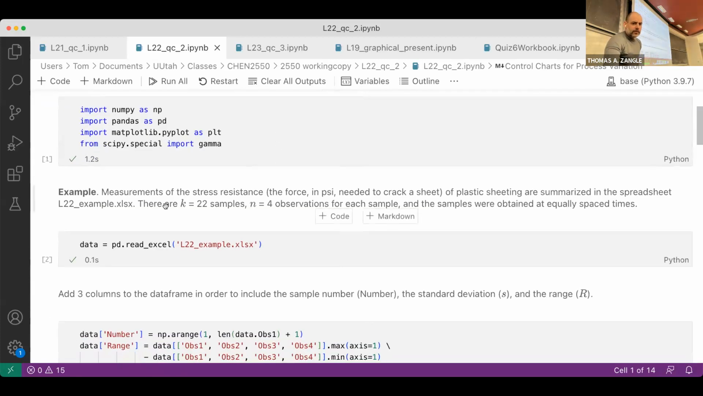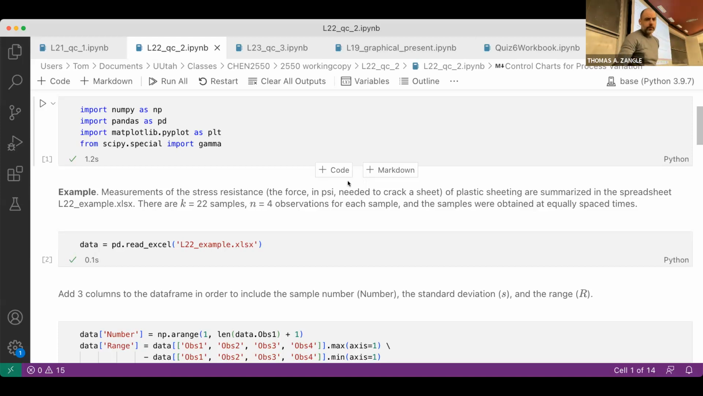So as an example, we'll again do this by example. We're going to say that we have measurements of stress resistance of plastic sheeting given in our data set. We have 22 samples, 4 observations for each sample, and the samples were obtained at equally spaced times. So we have the data that we need in order to construct a control chart.